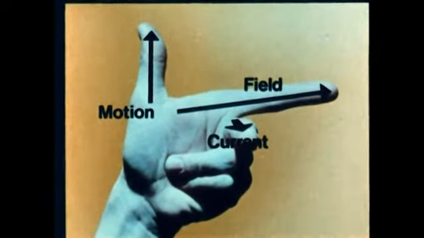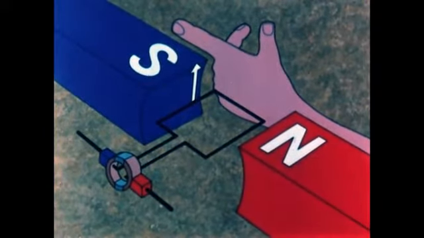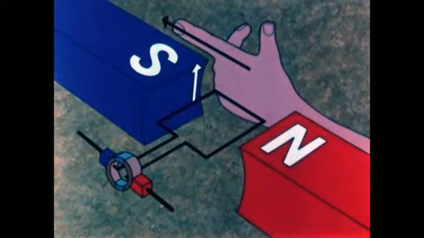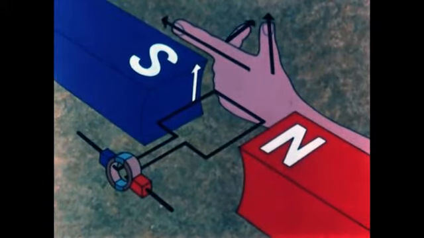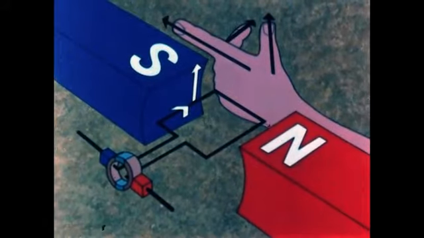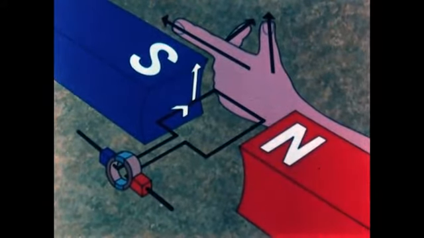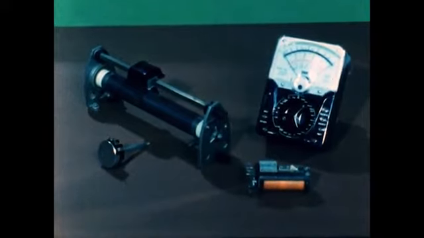Try it in this case, where the far side of the loop is moving upwards. First finger, field, thumb, motion, second finger, direction of current. This way. And that's the end of our look at motors and generators. In the next part, we will look at some miscellaneous electrical equipment.